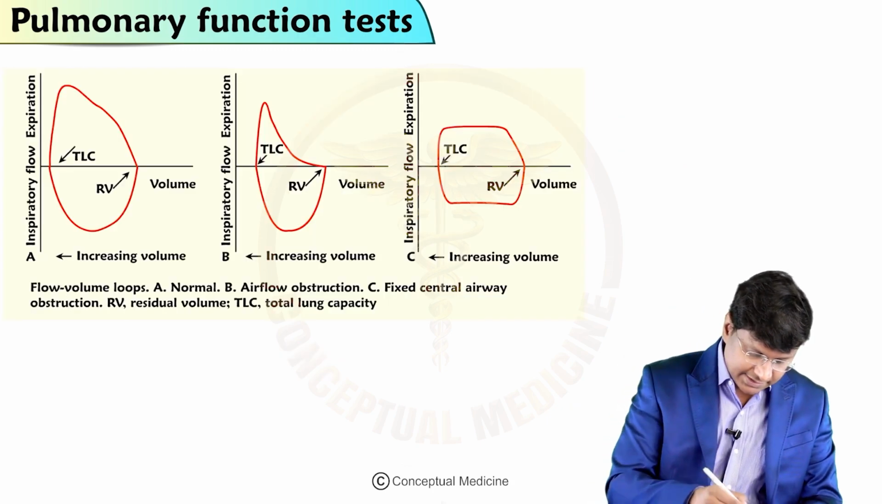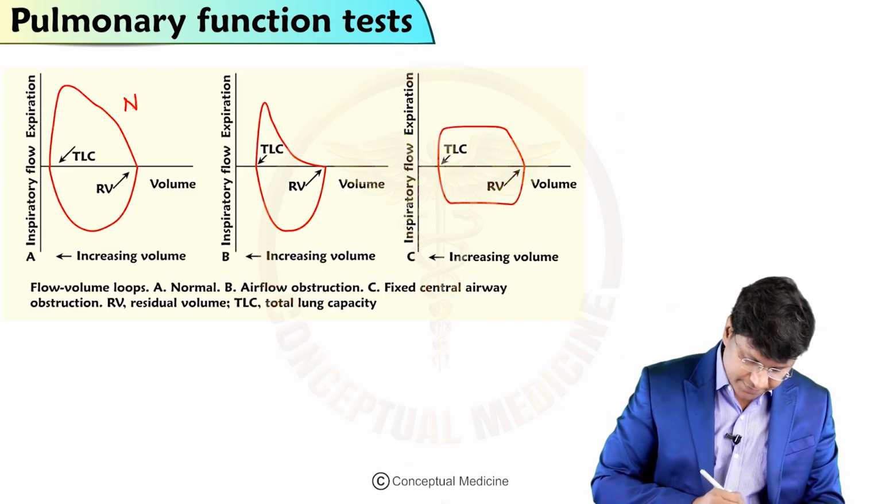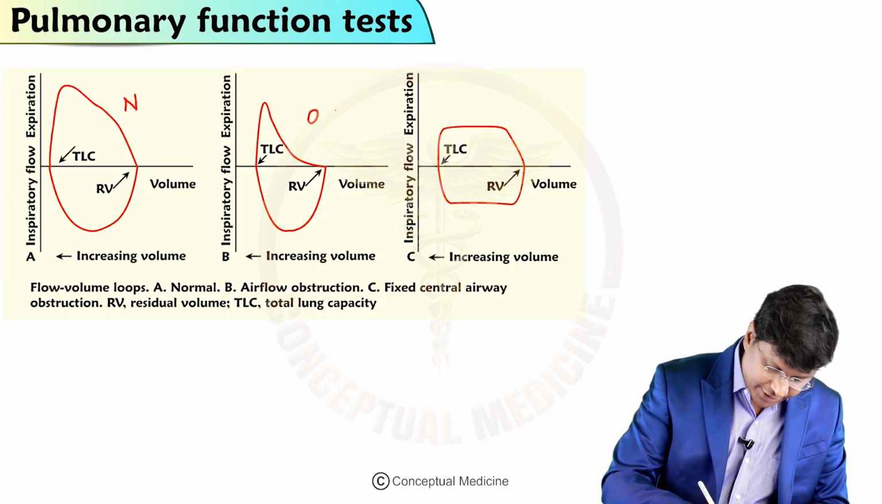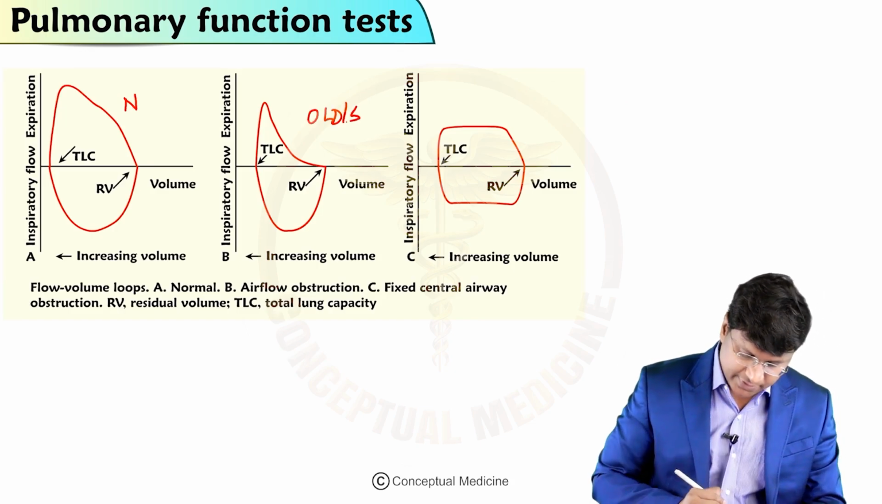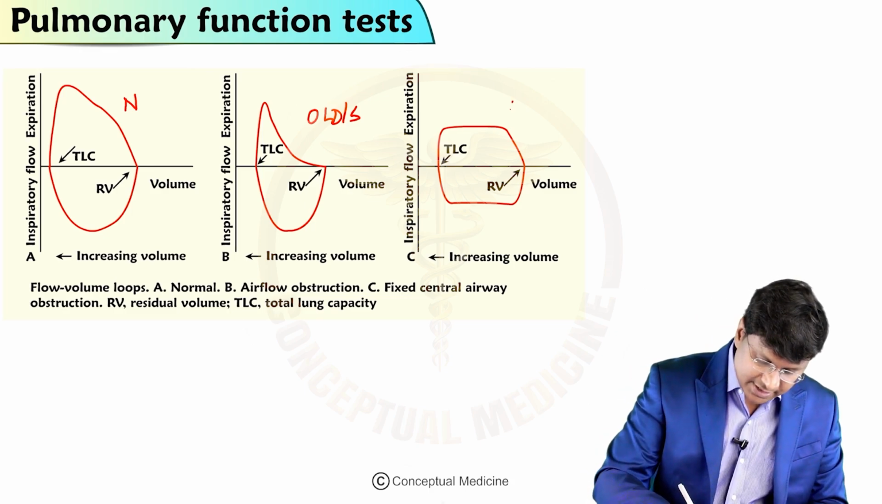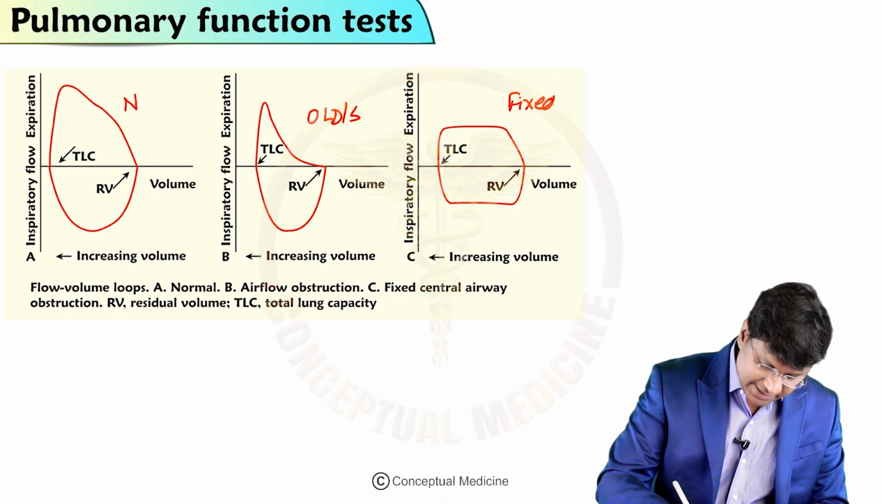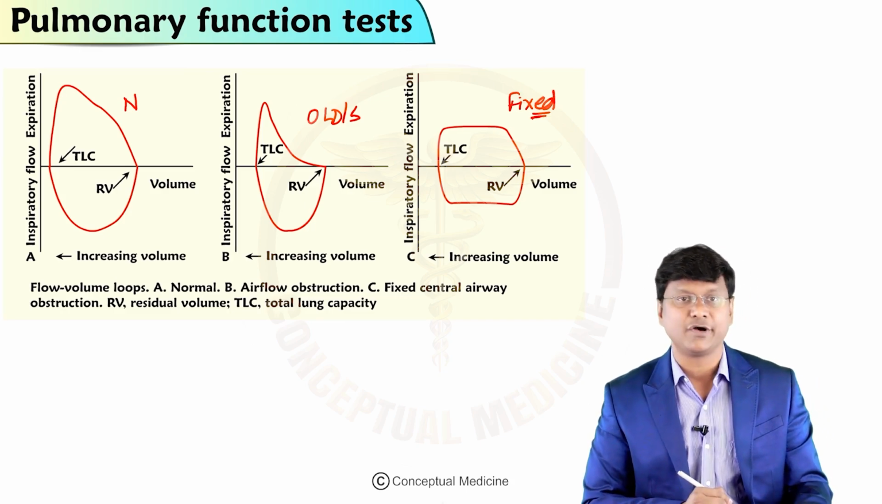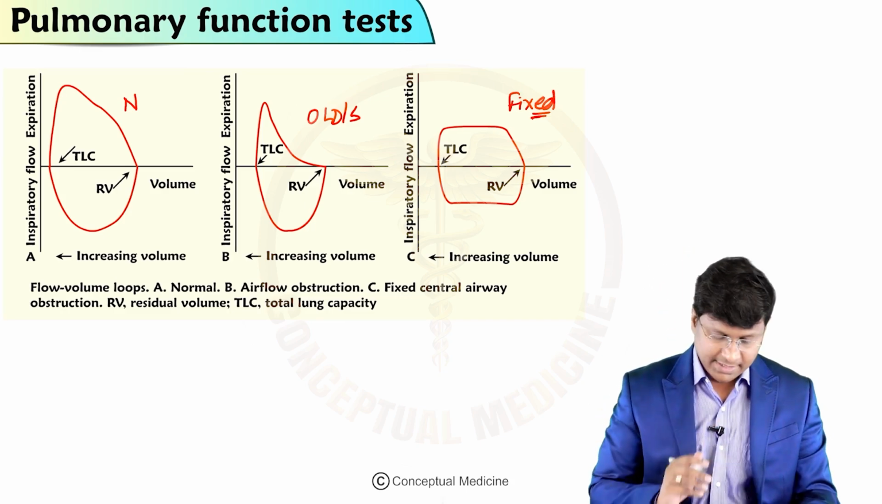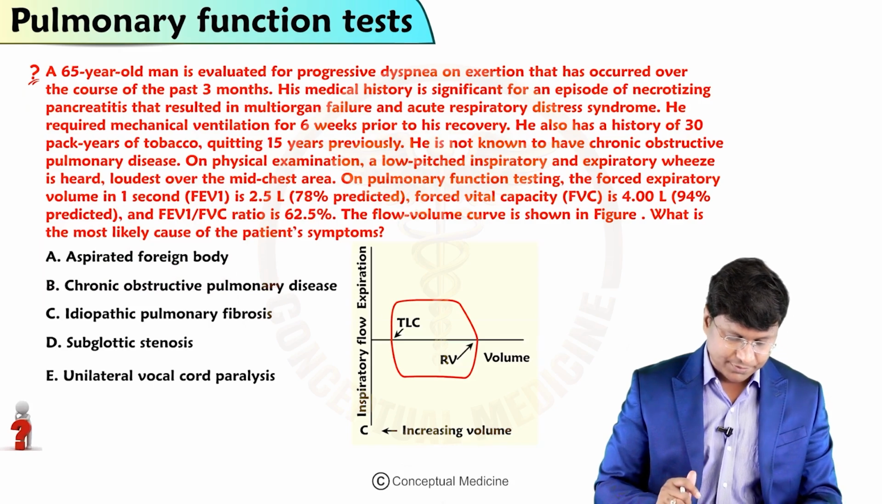So this is the normal flow volume loop. This is the flow volume loop you will have in patients with obstructive lung diseases. You will have this in patients with fixed airway stenosis or fixed airway obstruction. Right. I'll just give you one clinical scenario.